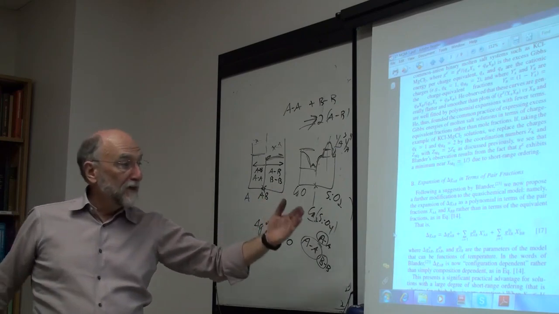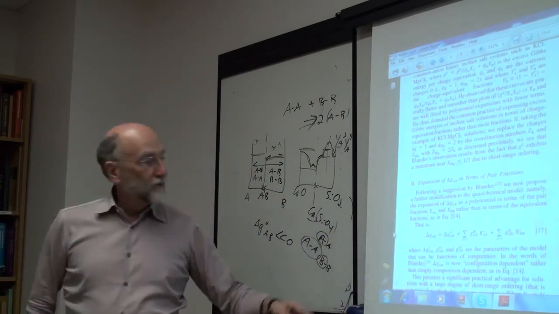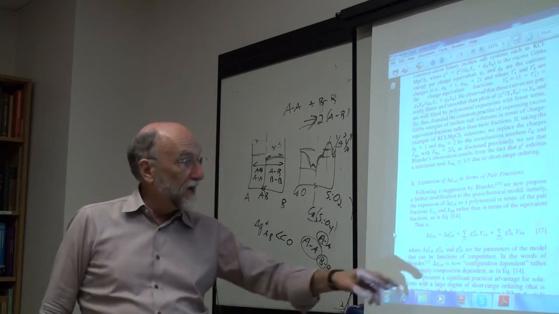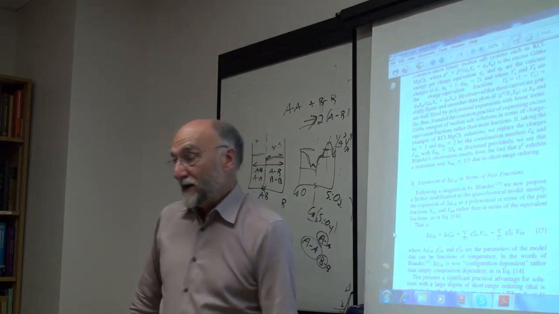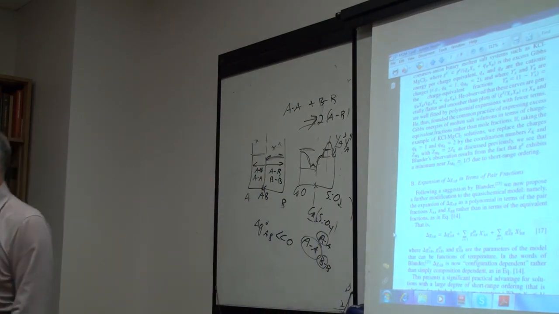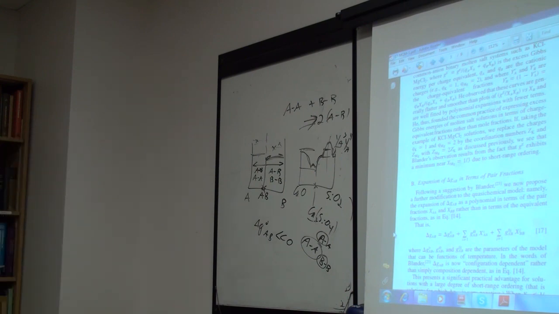If you want, you can mix them up. You can have a term in XAA, XBB plus a Redlich-Kister term if you wish. There's no reason you can't. You can just add them on. It's just a linear expansion. That's why we do it this way.